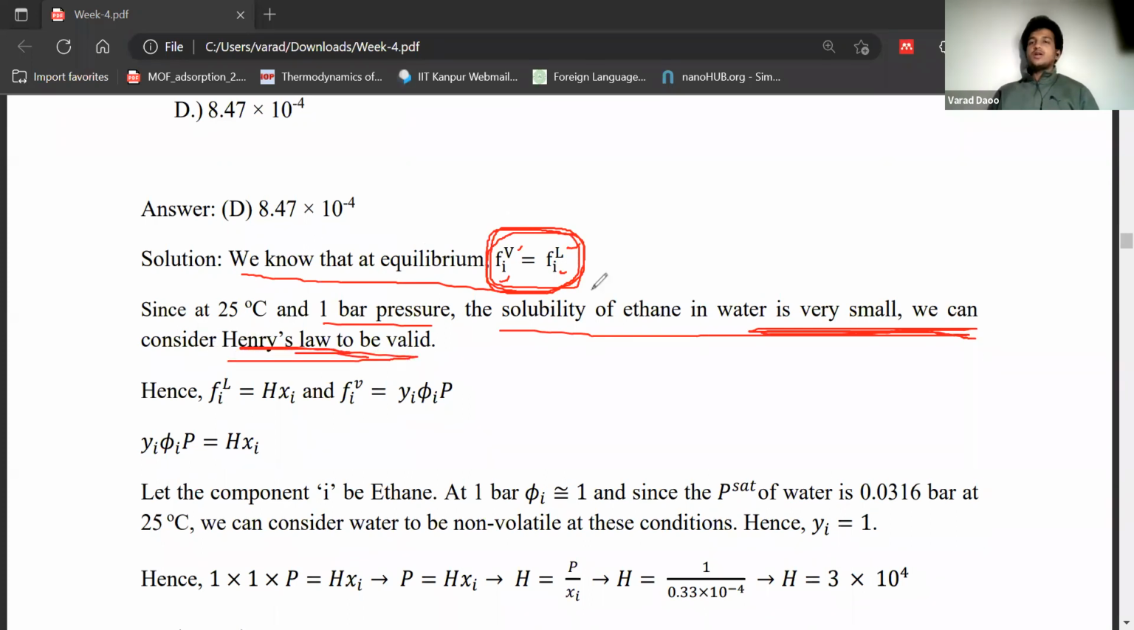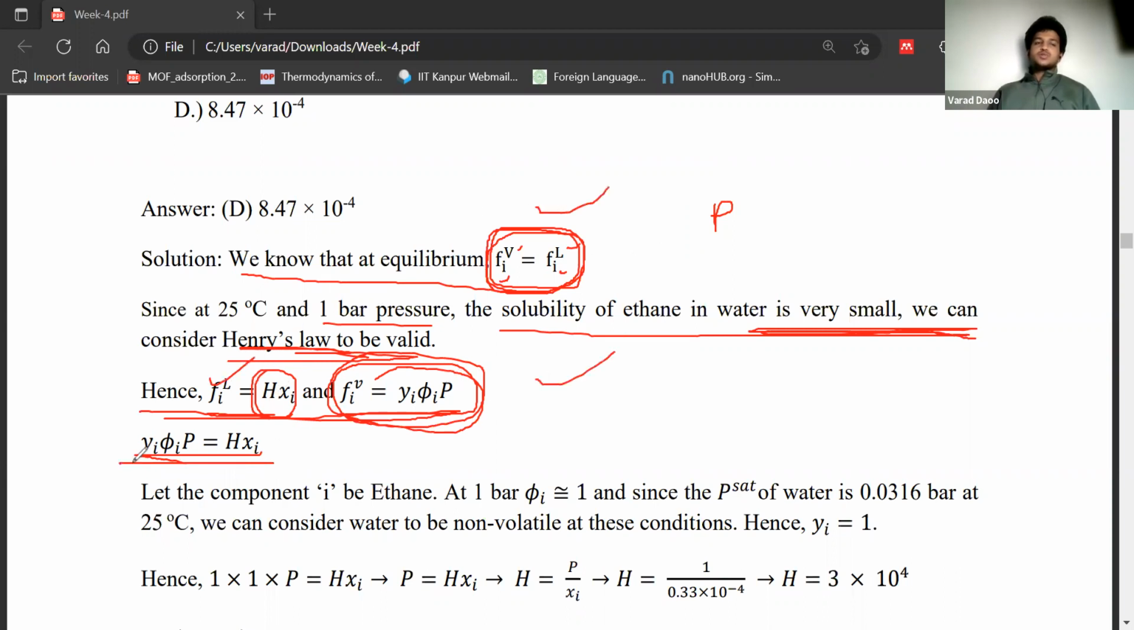You know what Henry's law is. Because of the huge difference in the partial pressures of the two components, we can say that one is present in a dilute amount. This is the hint which I had given. So Henry's law is applicable. Hence, we can equate the liquid phase fugacity to the vapor phase fugacity. Anyways, the fugacity is going to be this for a non-ideal phase. So using these expressions, we can write this equality.